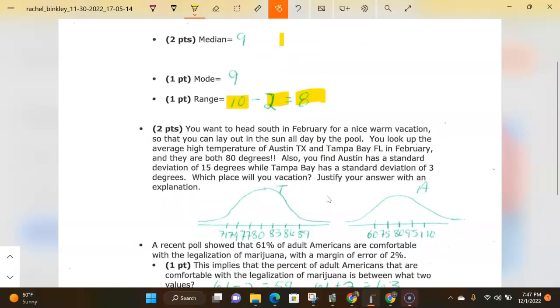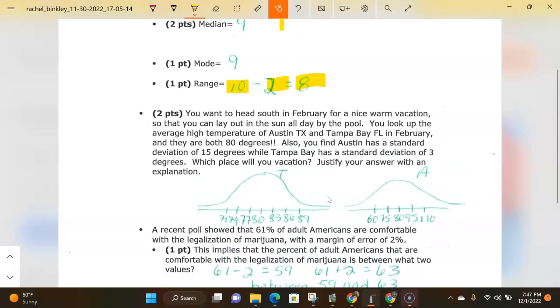All right, next question. You want to head south in February for a nice warm vacation so that you can lay out in the sun all day by the pool. You look up the average high temperature of Austin, Texas and Tampa Bay, Florida in February, and they are both 80 degrees. Also, you find Austin has a standard deviation of 15 degrees, while Tampa Bay has a standard deviation of 3 degrees. Which place will you vacation? Justify your answer with an explanation.